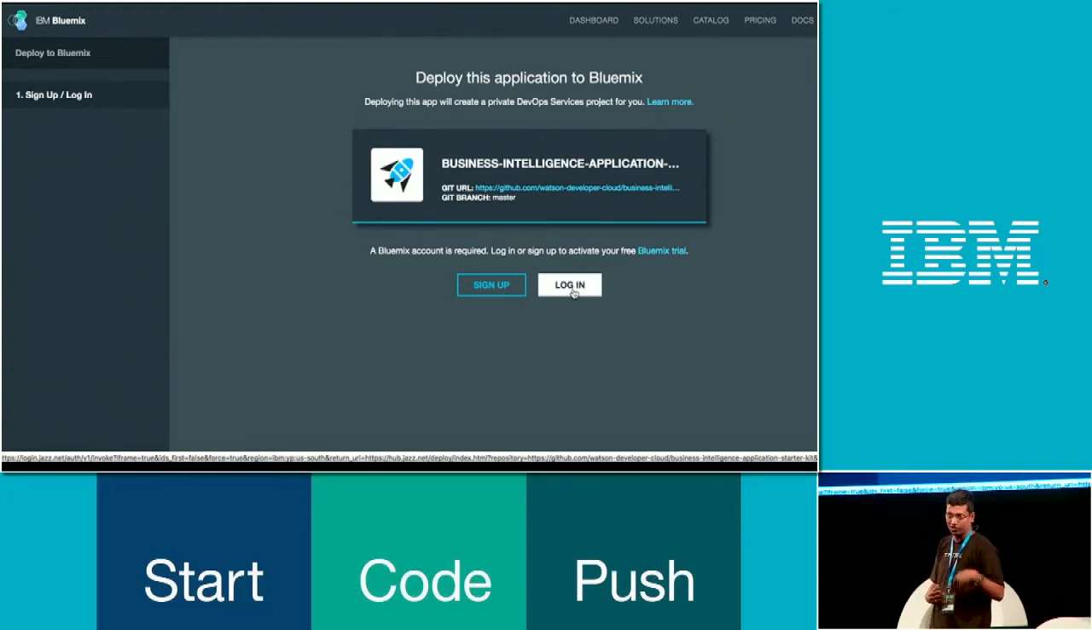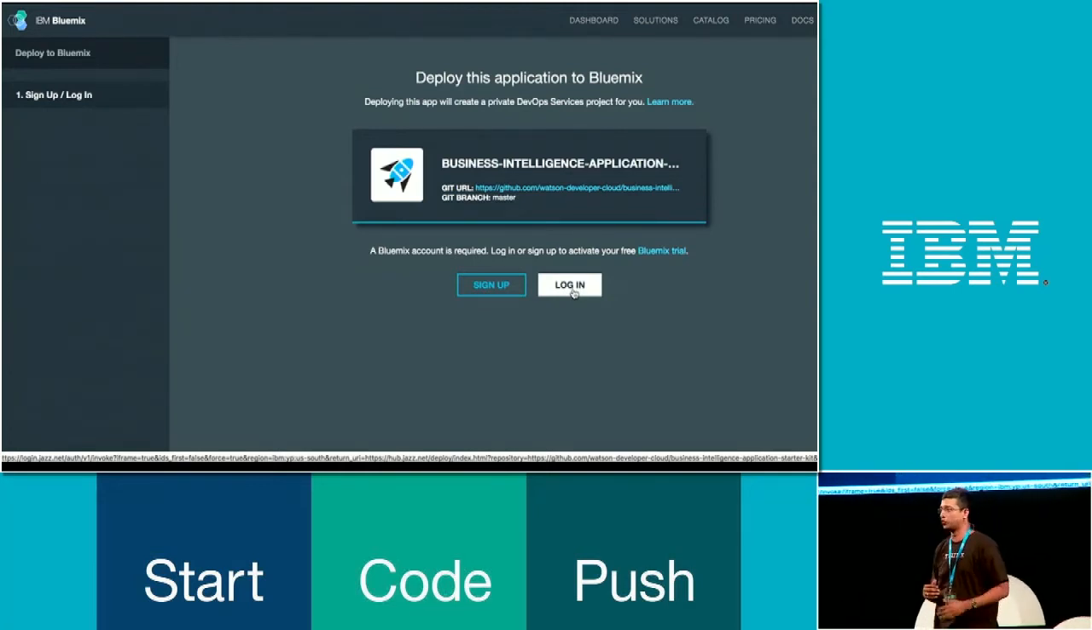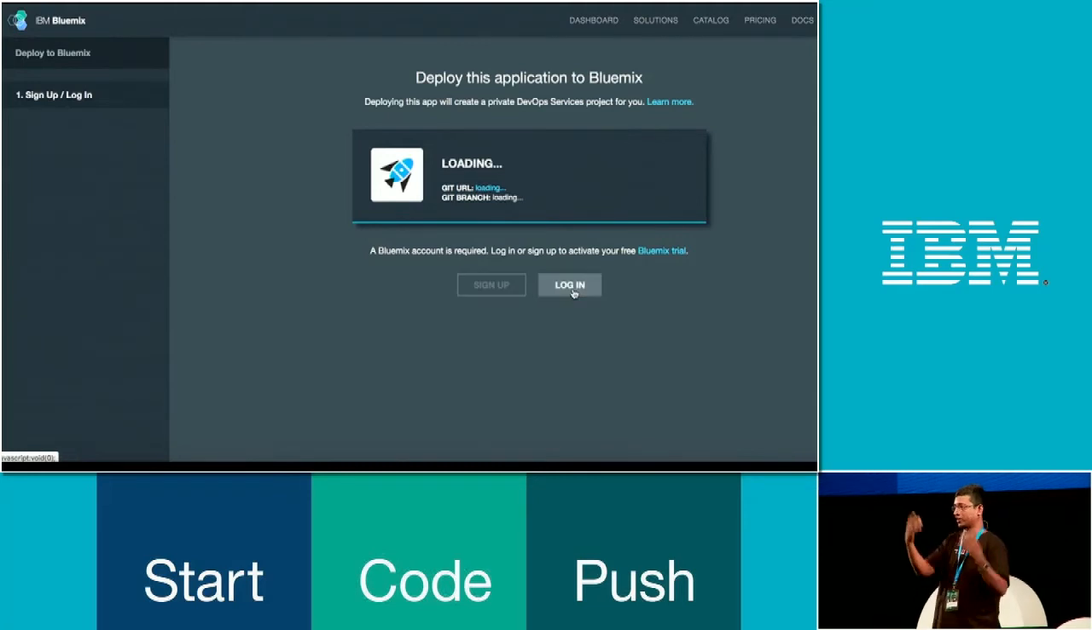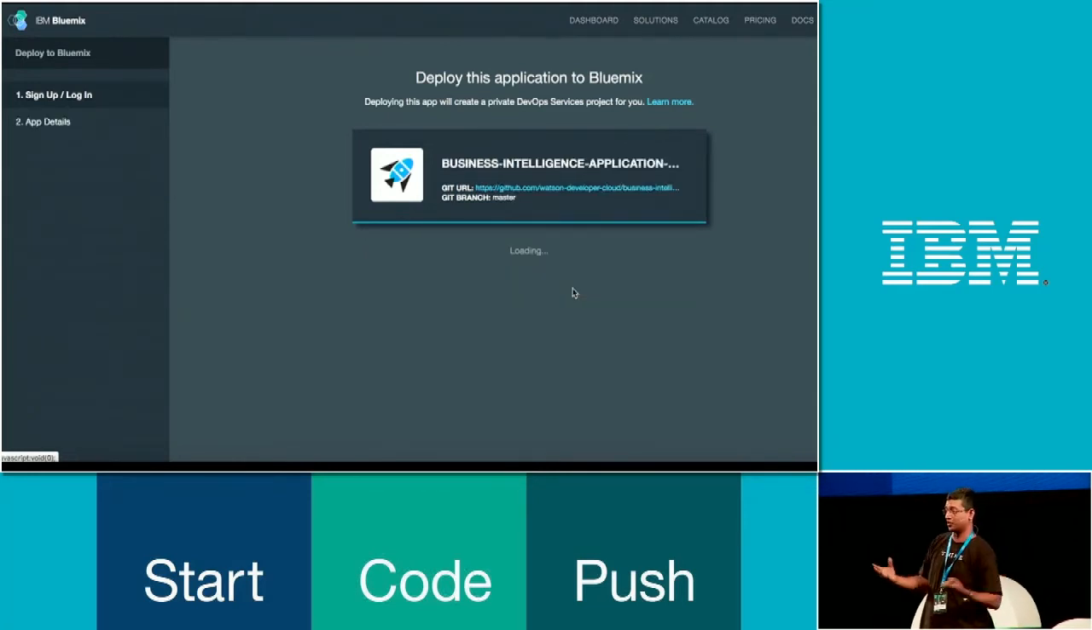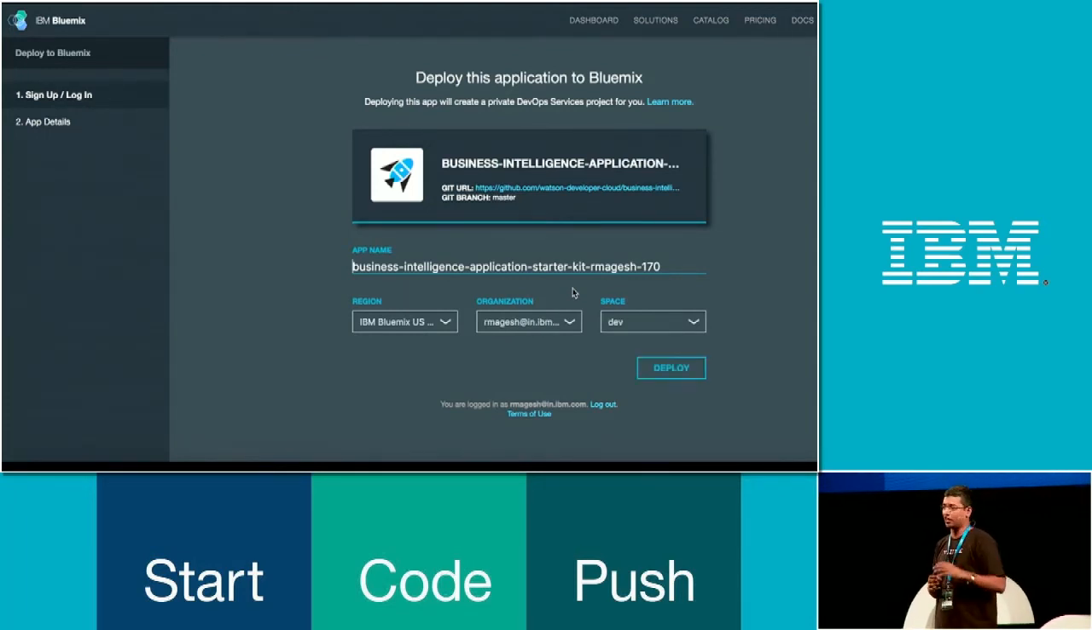So to get started, you log in to your Bluemix, right? I'm sure most of you have Bluemix IDs. If you don't, there's a separate booth available where you can create a Bluemix ID in a few minutes, right? So once you provide your Bluemix information and your organization and space information, the Deploy to Bluemix does multiple things.